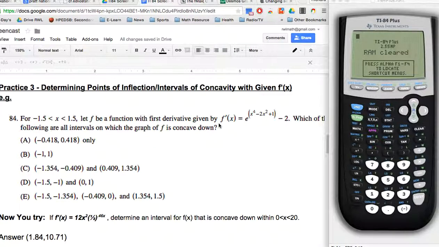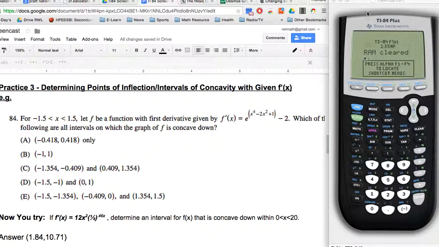Hey folks, here's the third practice with the TI-84 graphing calculator. We're going to look at points of inflection and intervals of concavity with a given first derivative. So here we've got an interval between negative 1.5 and 1.5 for x. We've got a function f, and here's the first derivative.